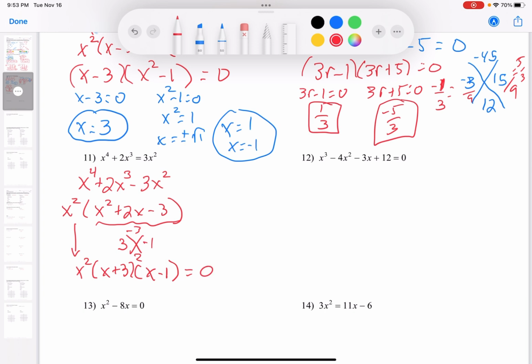that equals 0. So my zeros, what makes x squared 0? 0. x plus 3, that's negative 3. x minus 1 is 1. So there are my zeros for that one. And we move on.